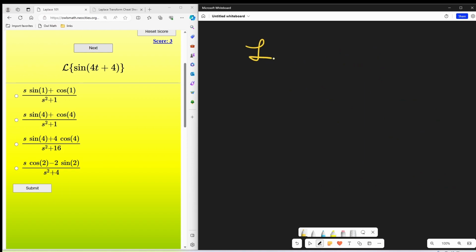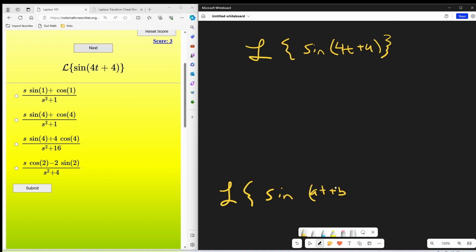Okay, here's a good one. We want to find the Laplace transform of sine of 4t plus 4. I did a video where I grouped together sine and cosine for sine of at plus b. So let's just look at our formula for sine. If we have the Laplace transform of sine of at plus b, the formula we found was, let's see, the denominator is easy to remember. It's going to be s squared plus a squared. That's just like if you found regular sine.